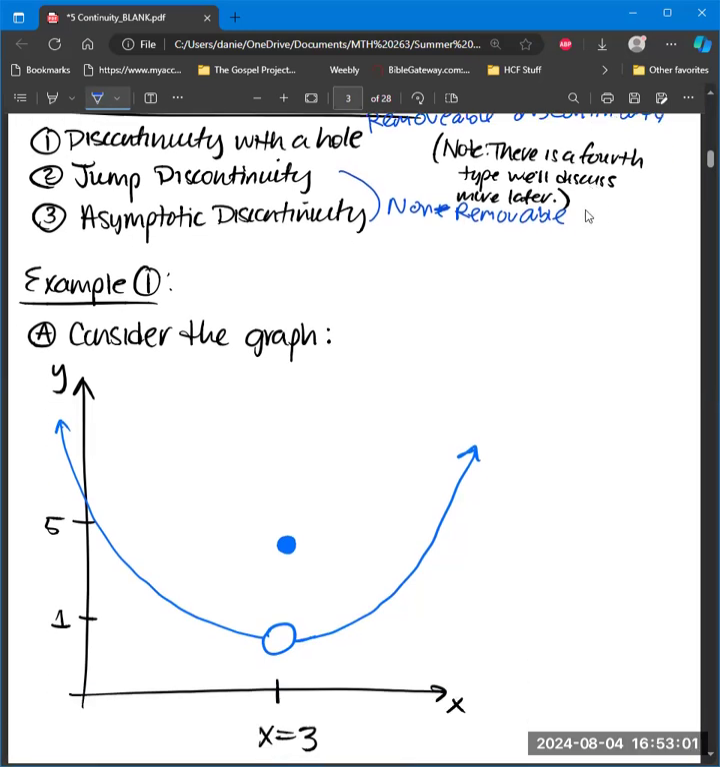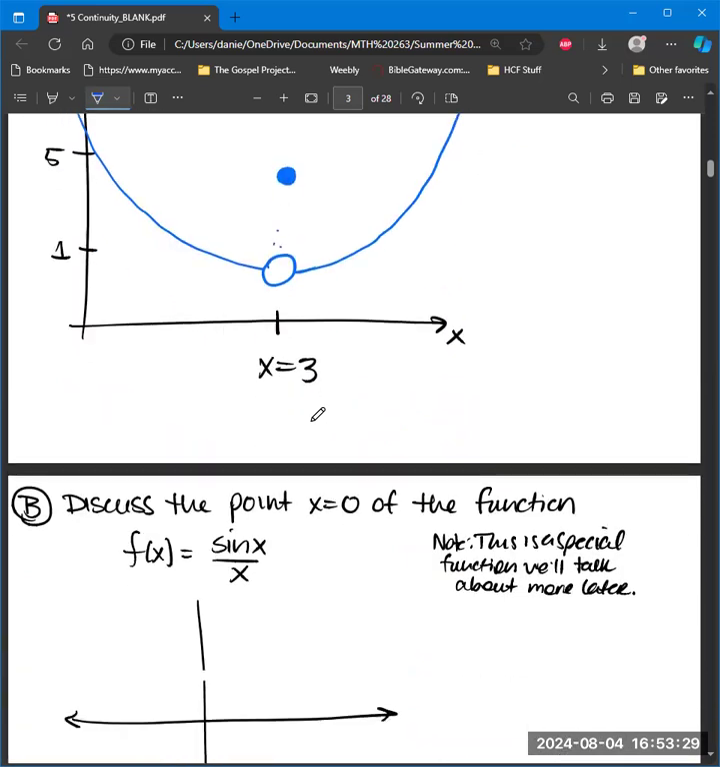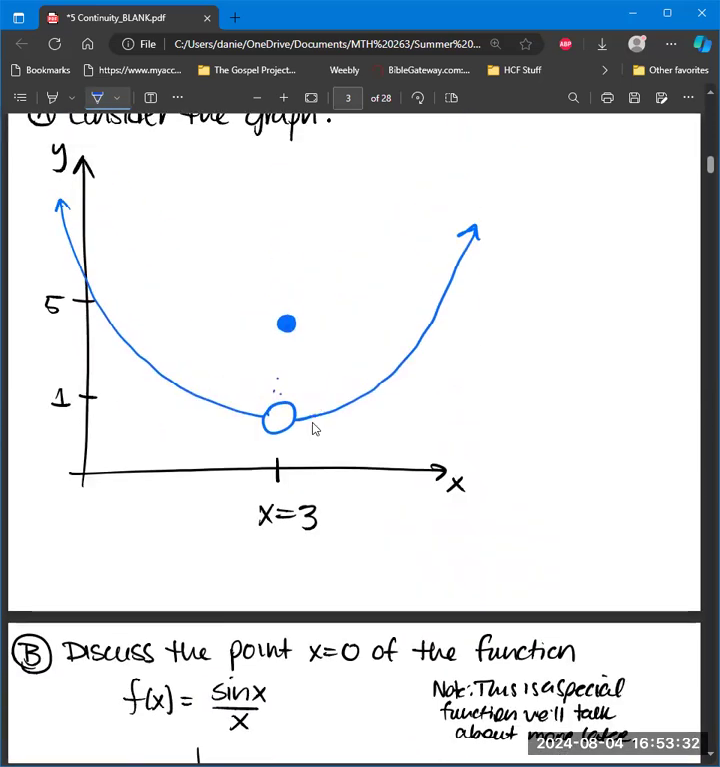There's going to be a fourth type that we'll talk about later. But for right now, we've got holes, we've got jumps, and we have vertical asymptotes. Okay, so consider this graph here, and we have an issue where the limit exists and the point exists, but they're not the same thing. So we can redefine at a single point.